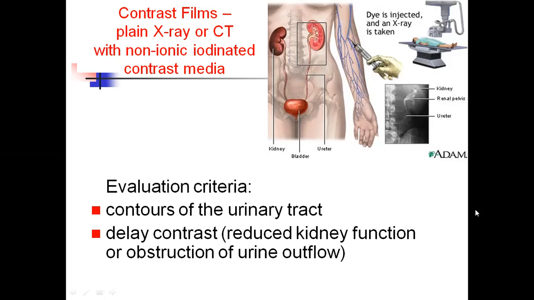Main goals of a contrast study using plain X-ray films or CT scans are, first, contours of the urinary tract, which may be and should be evaluated, and delay of contrast excretion as a result of reduced kidney function or obstruction of urine outflow.